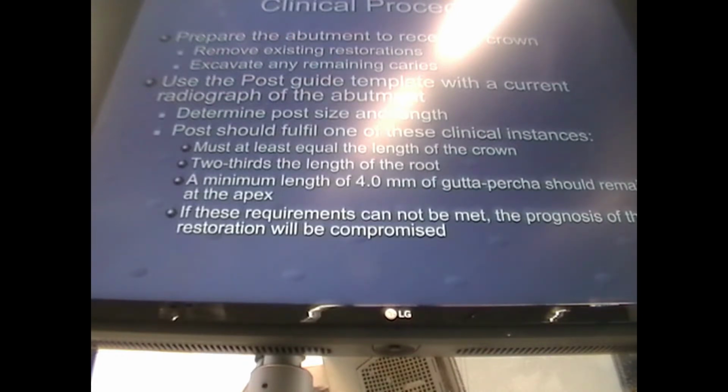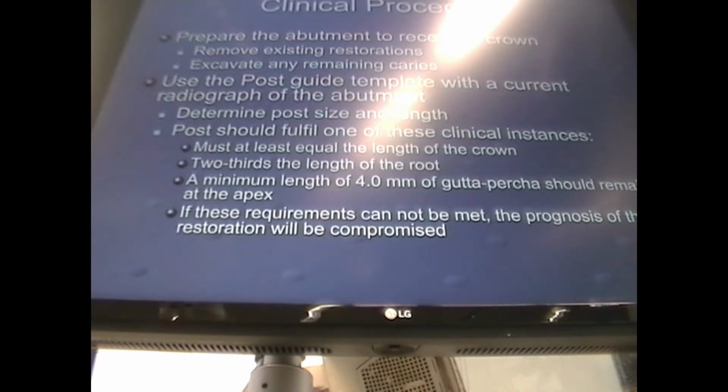All right. As I said, determine the post size and length. The post should fulfill one of these clinical instances. Must equal the length of the crown, or 2/3 the length of the root. There should be a minimum length of 4 millimeters of gutta percha remaining at the apex.